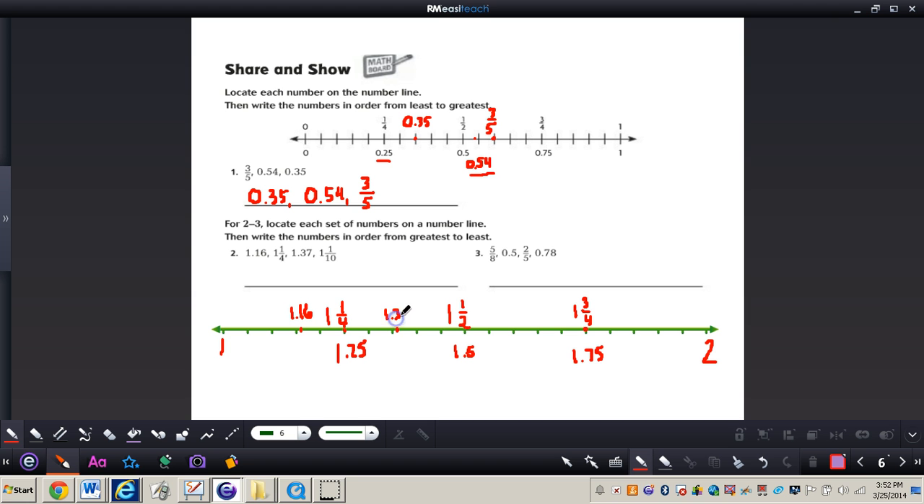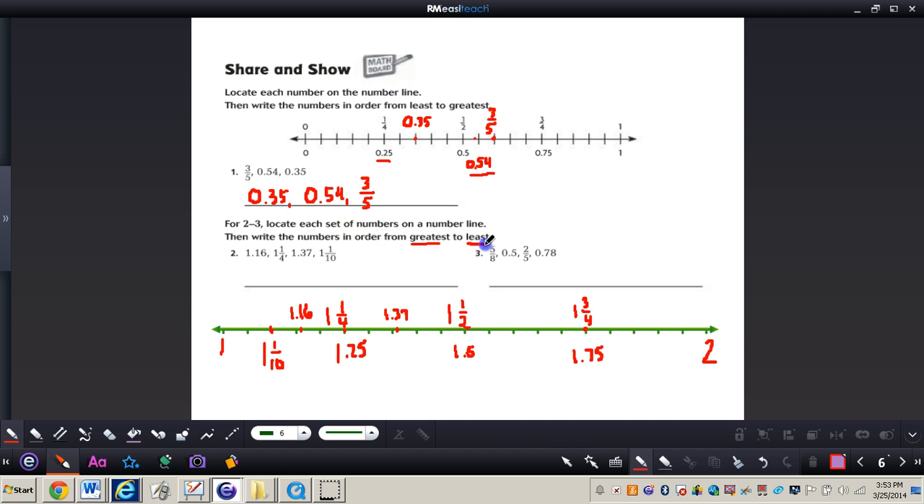Okay, and then 1 and 1/10, that's 1 and 5 hundredths, 1 and 1/10 will be right here. I'm just going to write it right underneath here. Okay, so now that we have all of our fractions labeled, what we need to do is order these from greatest to least, and that's really important to make sure you know that.